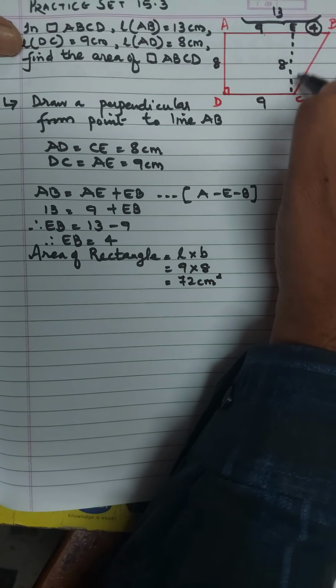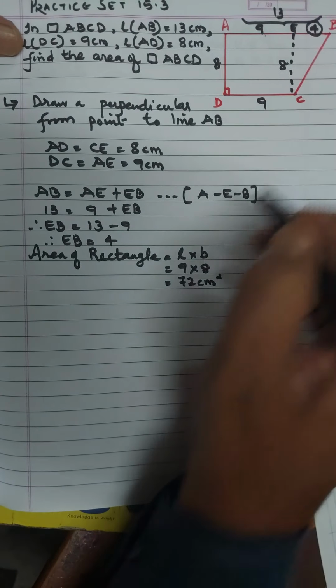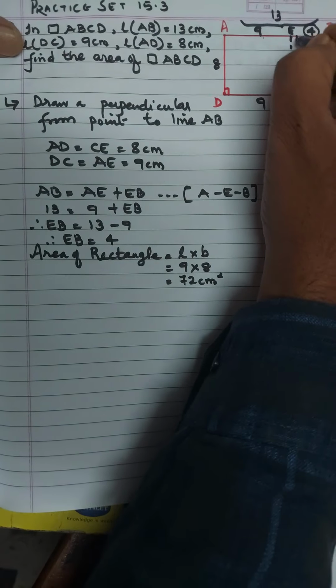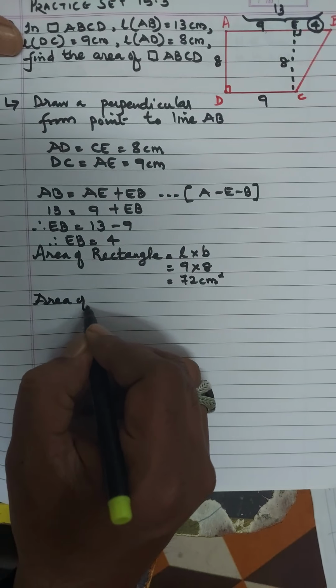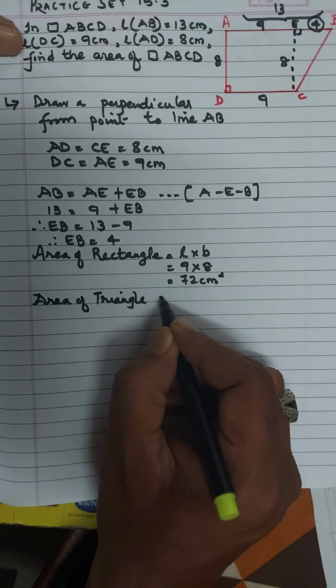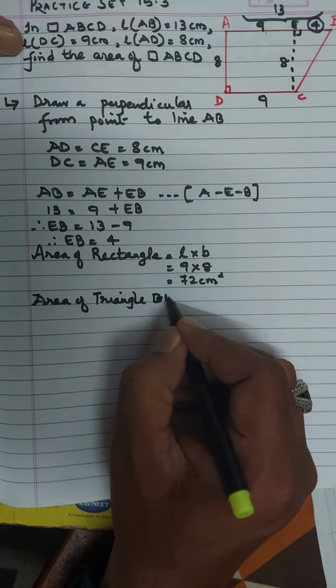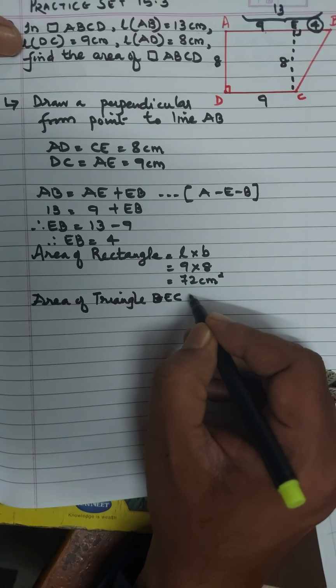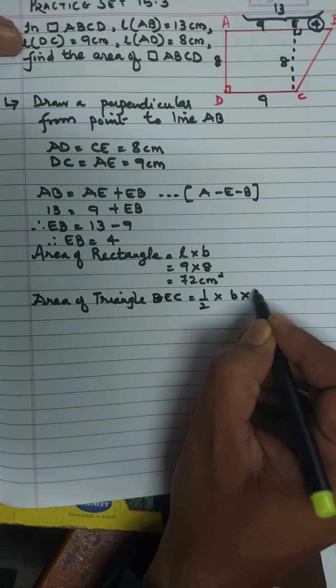Now we have to find out the area of the triangle. The area of triangle BEC here, so this is 90 degrees. Area of triangle BEC is equal to, mention the triangle name also, 1 upon 2 into base into height.